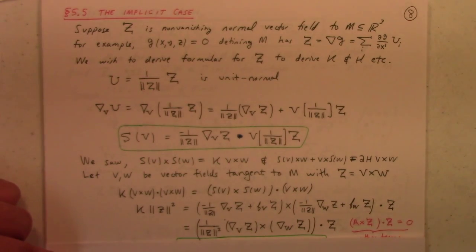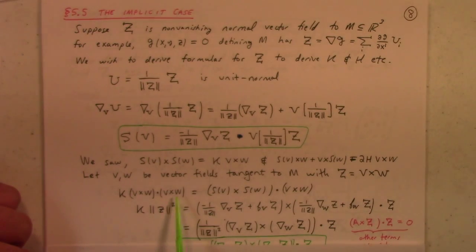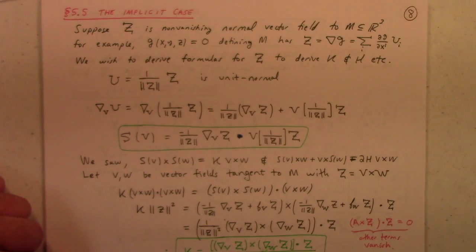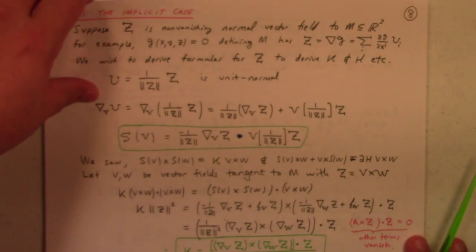But anyway, out pops this, but I said take the dot product with v cross w, which is z, right? And so, well, there it is. Then you just solve for K, right? K is equal to the covariant derivative of z in the v direction crossed with the covariant derivative of z in the w direction, dot product with the z, all divided by the fourth power of the length of z. What an amazing formula. All right, great.